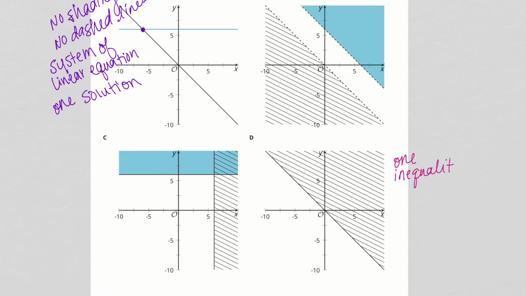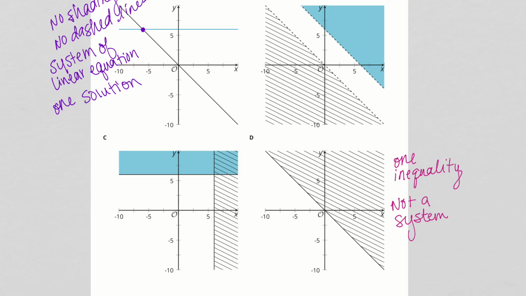Is it a system? No. Is it not a system because it doesn't have another line? Correct. So it only has one line, so it's not really a system. A system needs to have more than one.